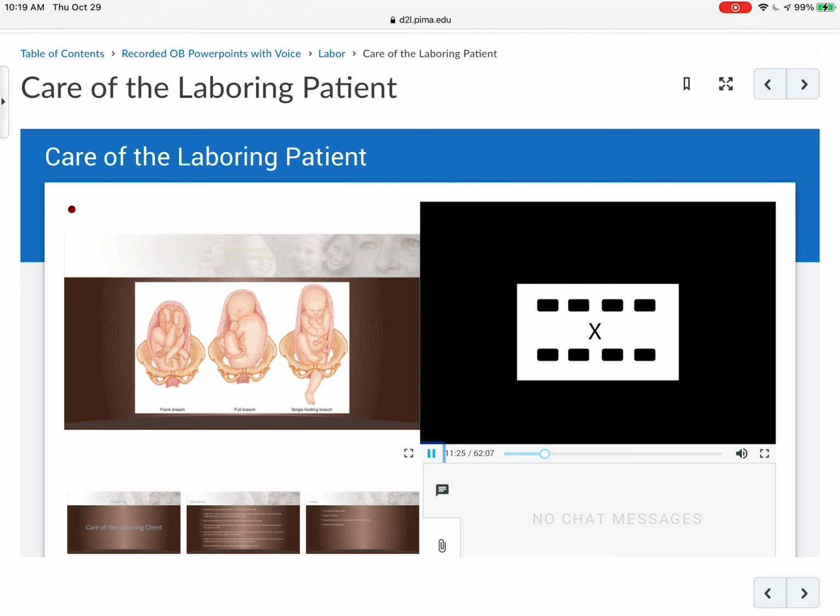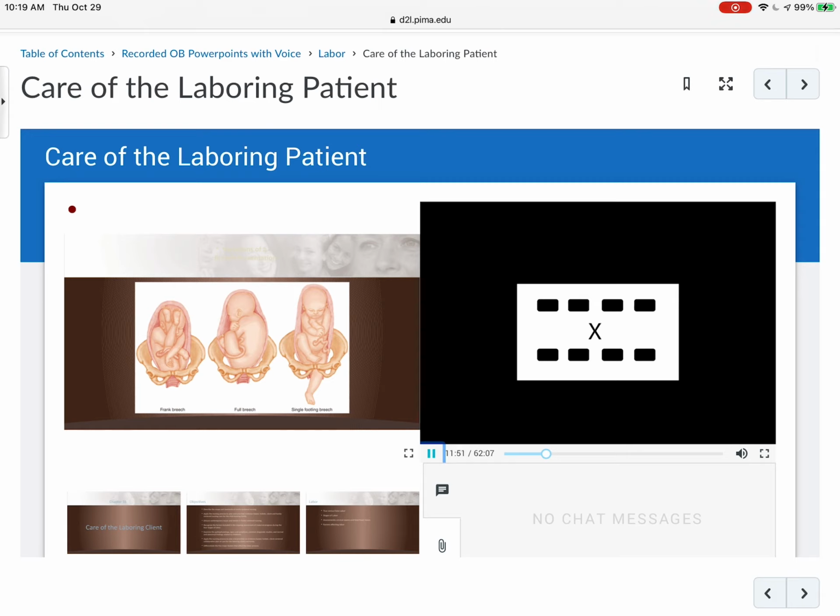Also, the position of the baby has a lot to do with it. Here's a frank breech, meaning the bottom is first. A full breech, and this one is a frank breech, and I'm not going to get picky whether it's a frank or a full breech. Breech just means it's not head down. So this would be bottom first. This is the full breech, and then sometimes we actually get the feet coming down.